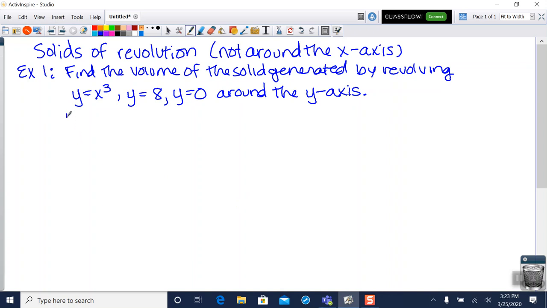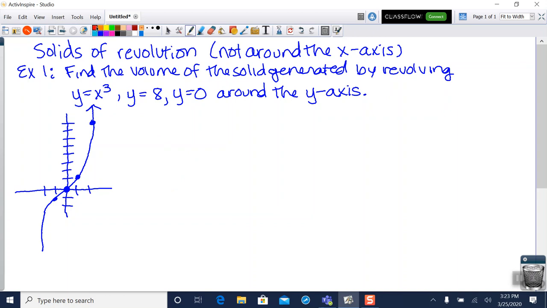So first thing we're going to do is just do a quick little sketch of this. I know I have to get from 0 to 8. 6, 7, 8. At 0, plug in 0, I get 0. Plug in 1, I get 1. Plug in 2, I get 8. Okay, so I know my graph is going to kind of look like this.